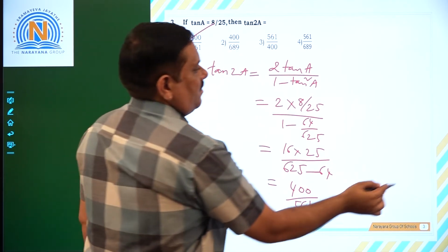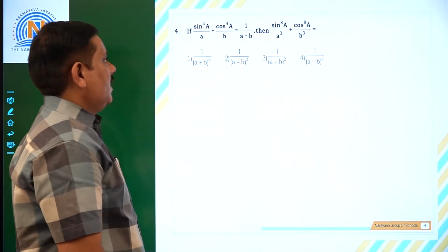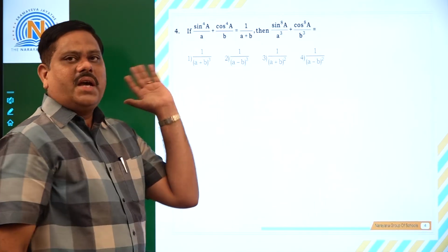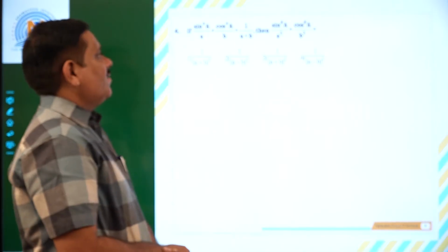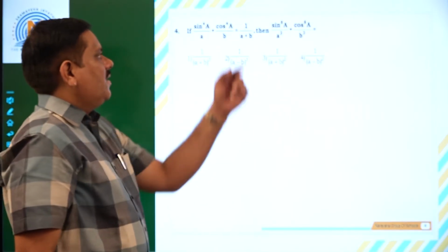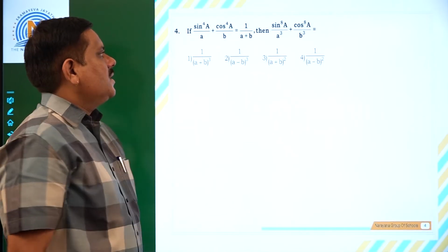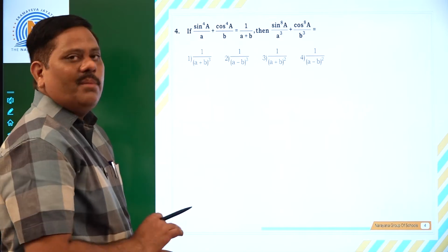Okay. Now let us see the fourth question. Yeah, it's a very interesting question. If sin power 4a by a plus cos power 4a by b is 1 by a plus b, then what is the value of sin power 8a by a cube plus cos power 8a by b cube?